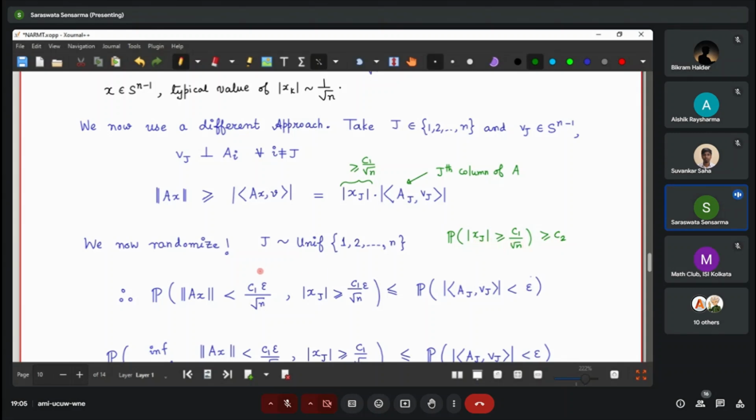But then the probability that the norm of Ax is small and that x_J is large is bounded by the probability that this guy is small. If you look at this expression, this we have bounded below by C1 over square root n, and this we have bounded above.